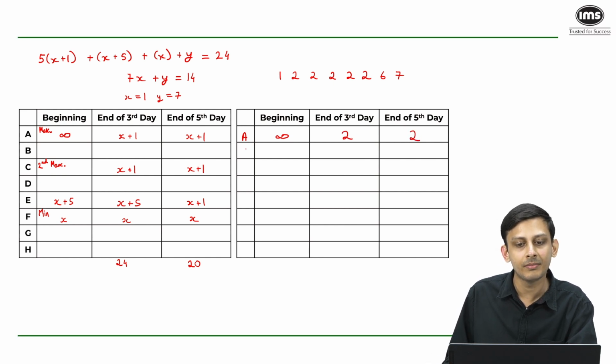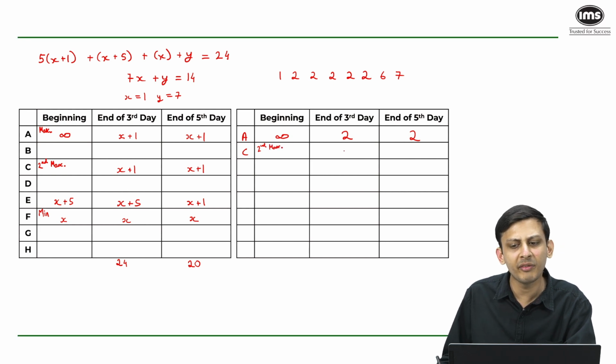Then we'll look at C. For C, we don't know the beginning one. We just know that it will be the second highest. End of third day, we know x plus 1, which is 2. End of fifth day, also 2. Then we know for E, at the beginning, x plus 5, which is 6. End of third day, also 6. And end of fifth day, it will become 2. Then for F, which is x throughout, it will be 1, 1, 1.